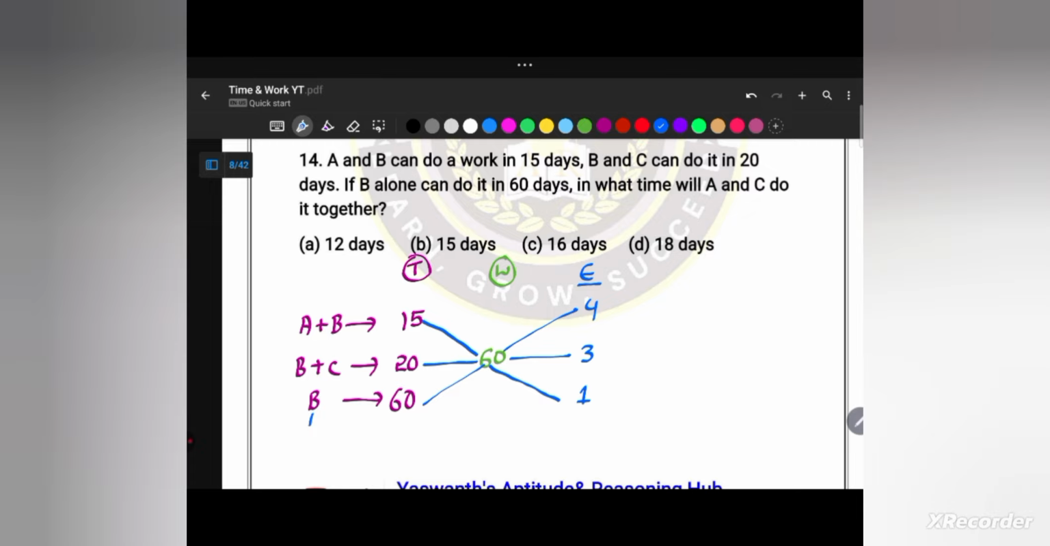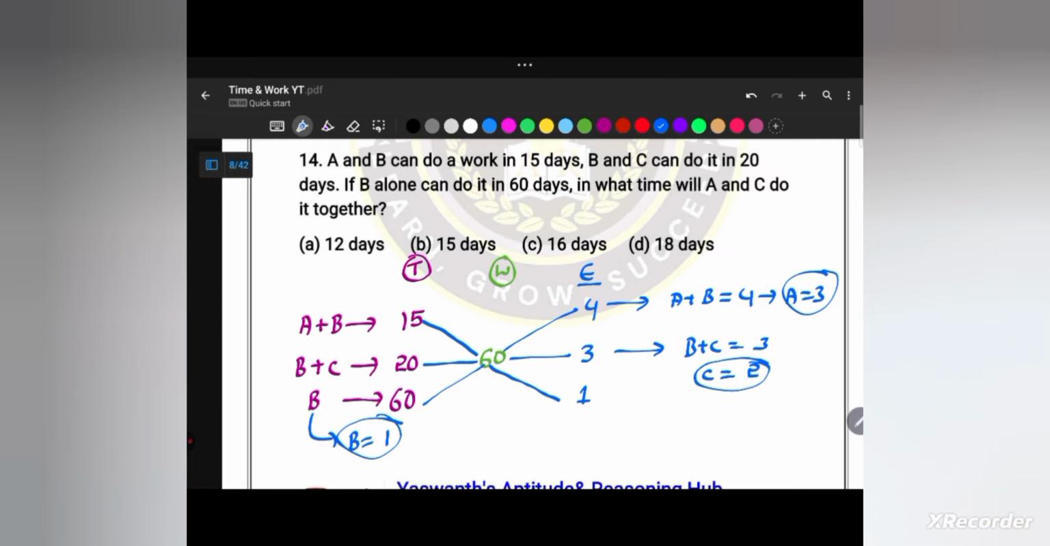So from this, the efficiency of B will be equal to 1. Next, B plus C is 3, right? Then we know that B is 1, so C will be equal to 2. Next, A plus B is equal to 4 efficiency, which implies, since we already know that B is 1, A will be equal to 3. Now the efficiency of A is 3, B is 1, C is 2.